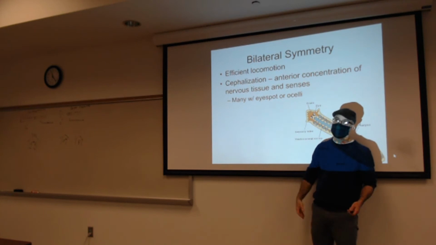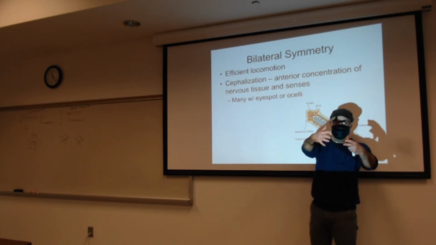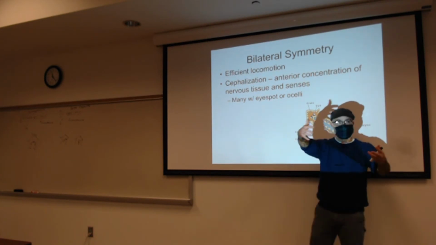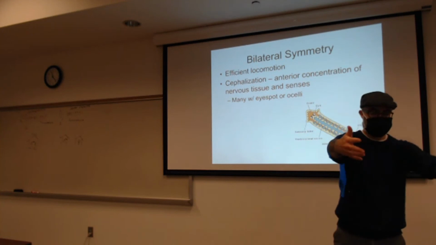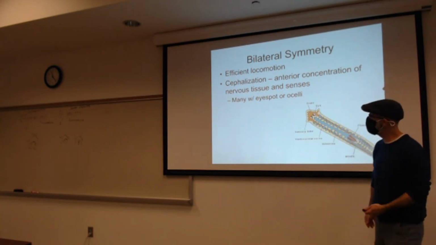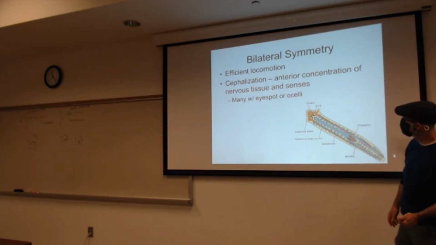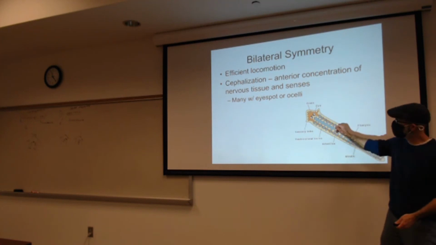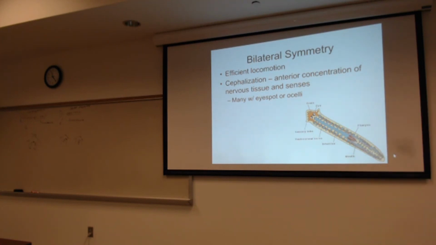Sponges, no. Jellyfishes, no. They're more diffuse. Their nervous system is just all around their whole body. But here's our first group of bilaterally symmetrical animals. We'll see those eye spots in the head.